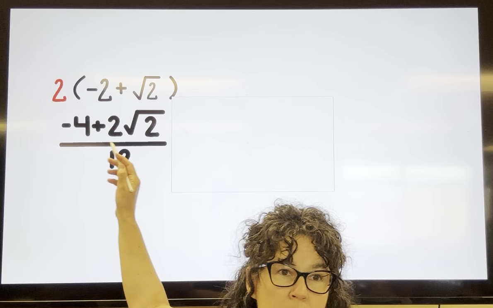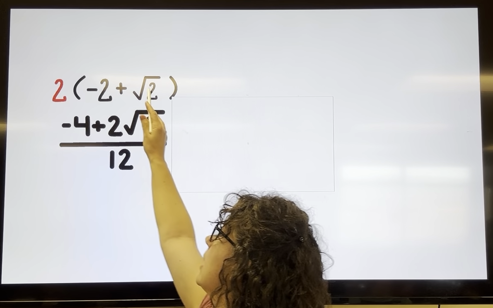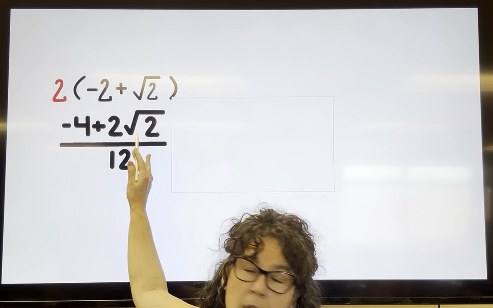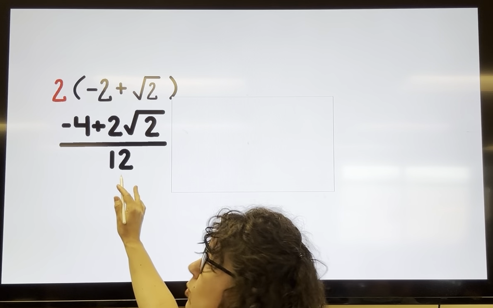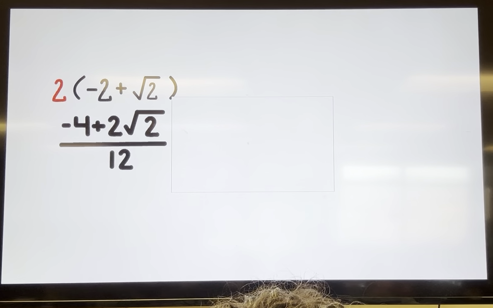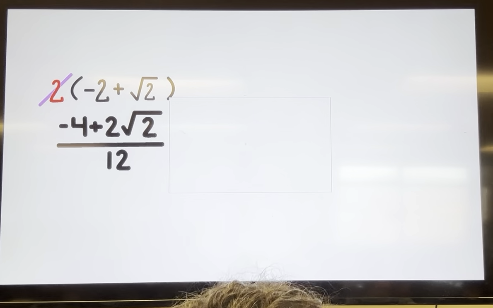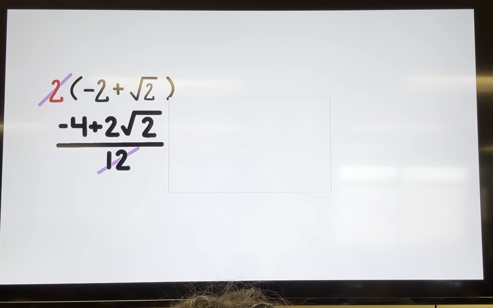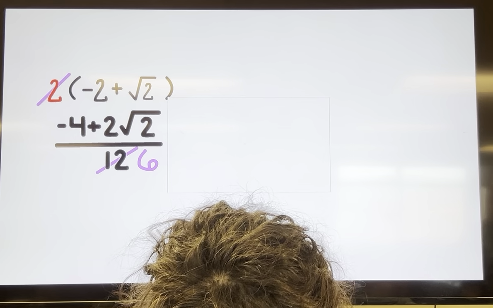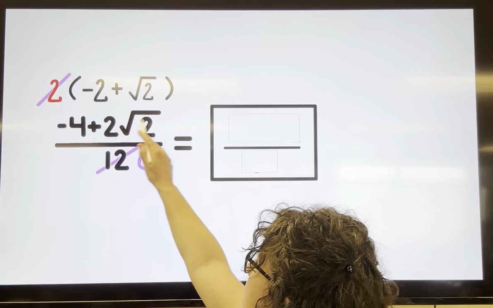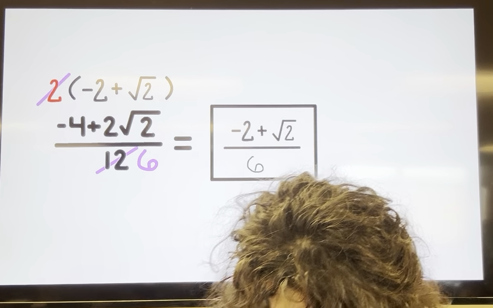You can redistribute to verify. I have 2 times negative 2 is negative 4. 2 times root 2 is 2 root 2. But now I've turned the numerator into multiplication, so I can cancel with the 12. So this 2 out front cancels. 2 fits into 2 one time, and 2 fits into 12 6 times. What I have left in my numerator is just this negative 2 plus root 2. And in the denominator, I have 6.